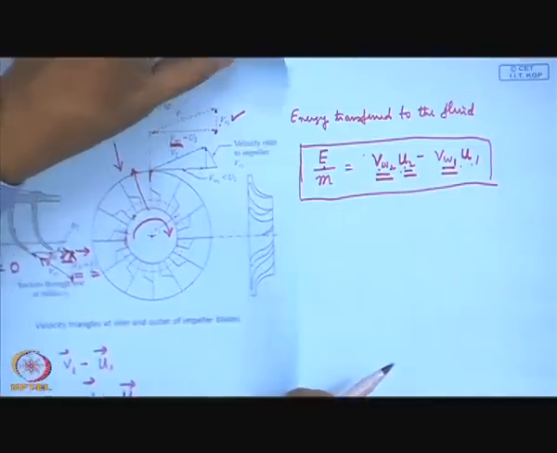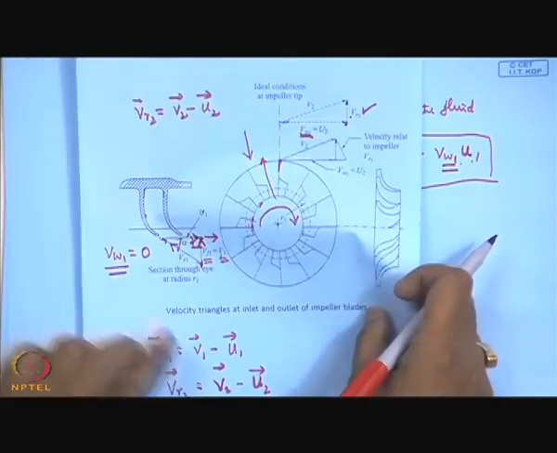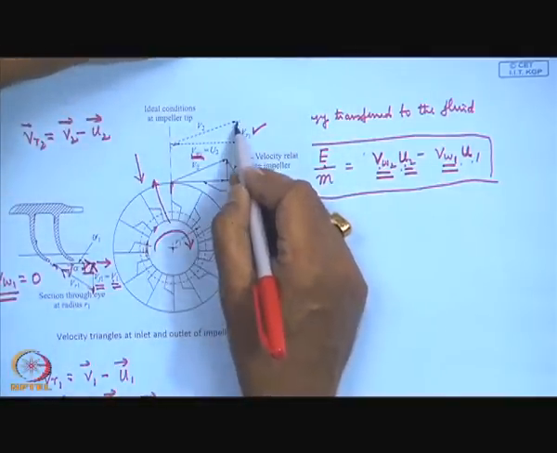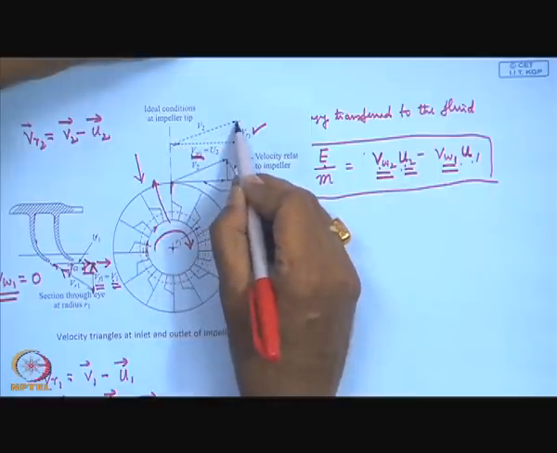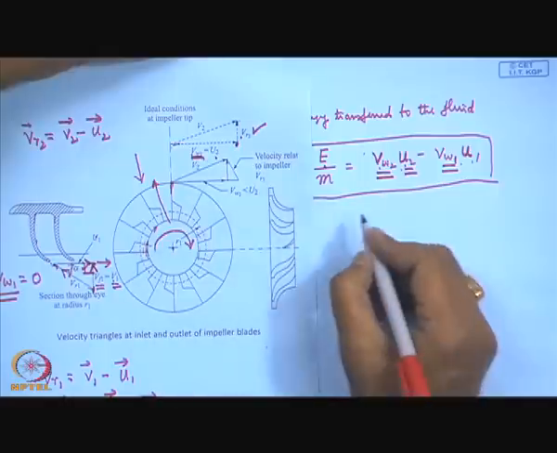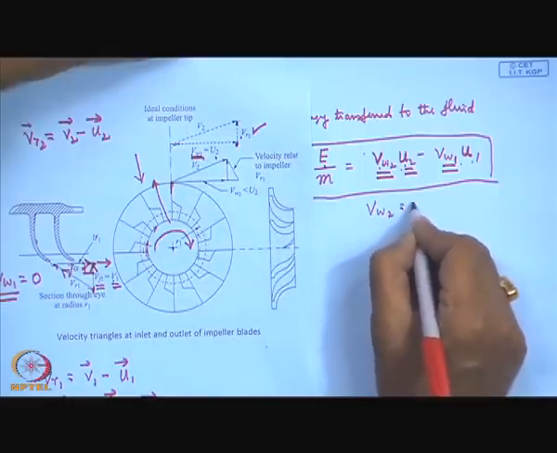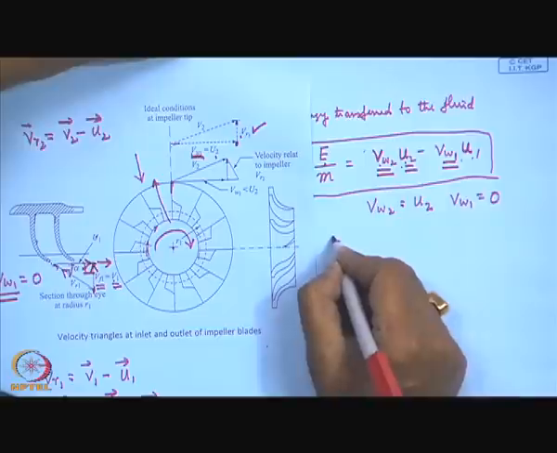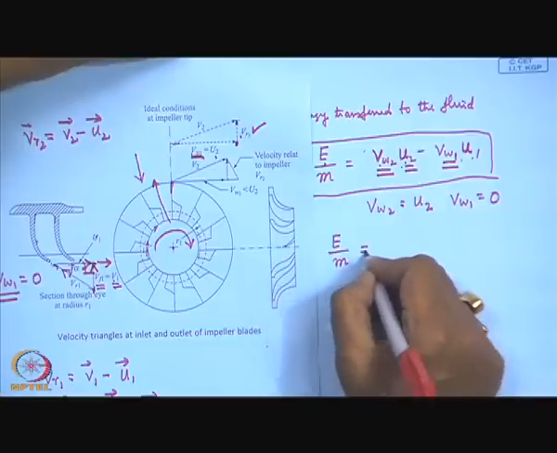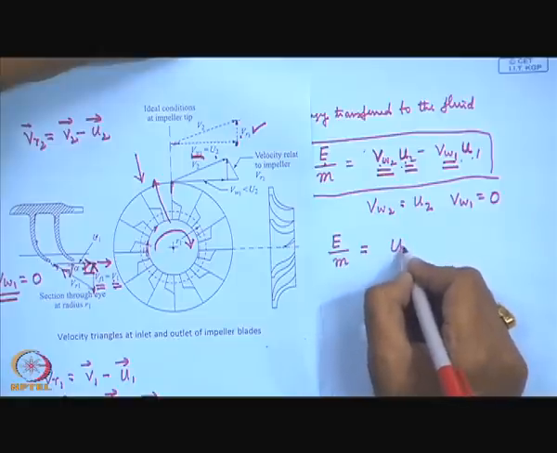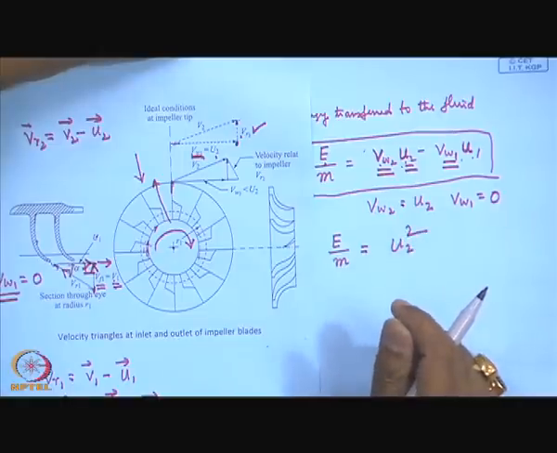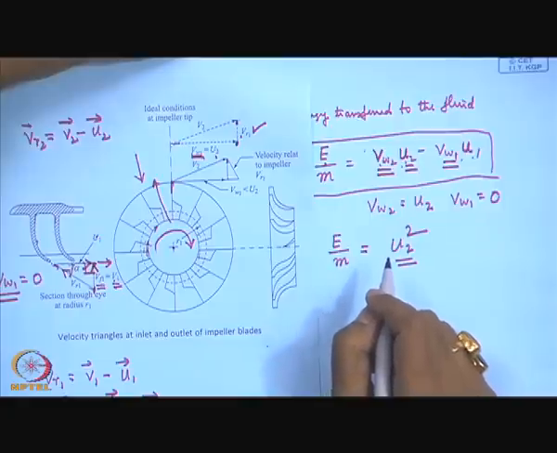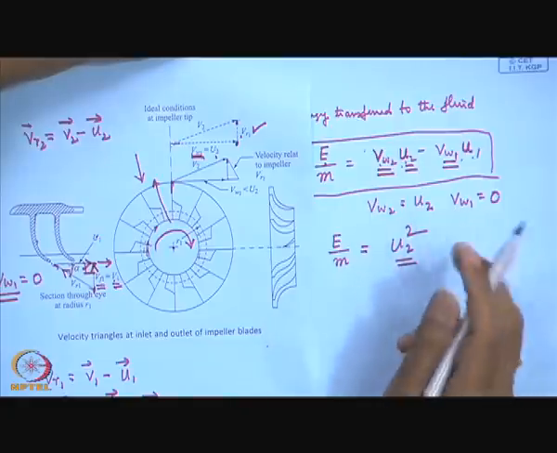Now, particularly in this case, Vw1 is 0, and at the outlet, since the relative velocity is radial, Vw2, the tangential component of the absolute velocity, equals U2. So Vw2 equals U2 and Vw1 equals 0. Therefore, energy given per unit mass of the air can be written simply as U2 squared. So U2 squared is the energy given by the machine to air per unit mass.